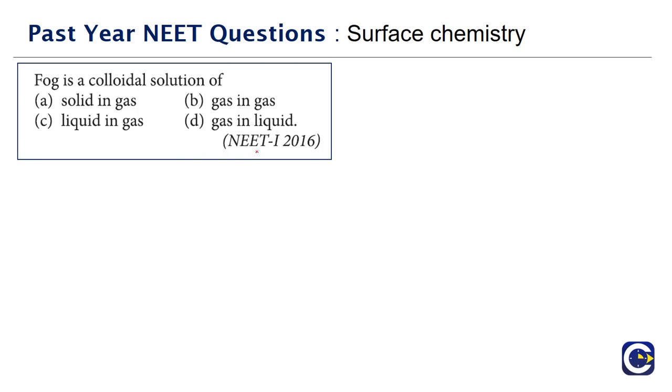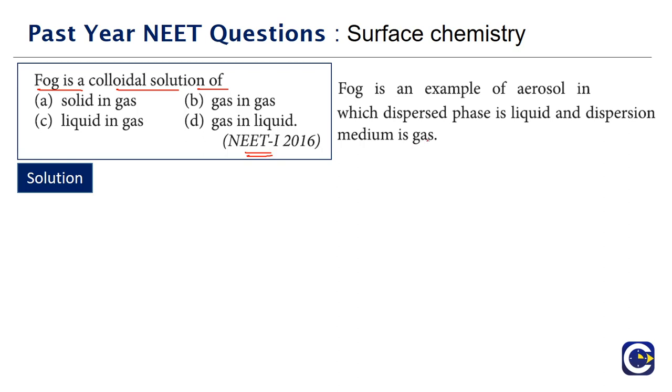Next we have a question that has come in the year 2016 paper 1. Fog is a colloidal solution of. Now fog is an example of aerosol, where we have the dispersed phase of the liquid particles in the medium of gas. So it is an example of liquid in gas type of colloidal solution. Option C is the correct answer.